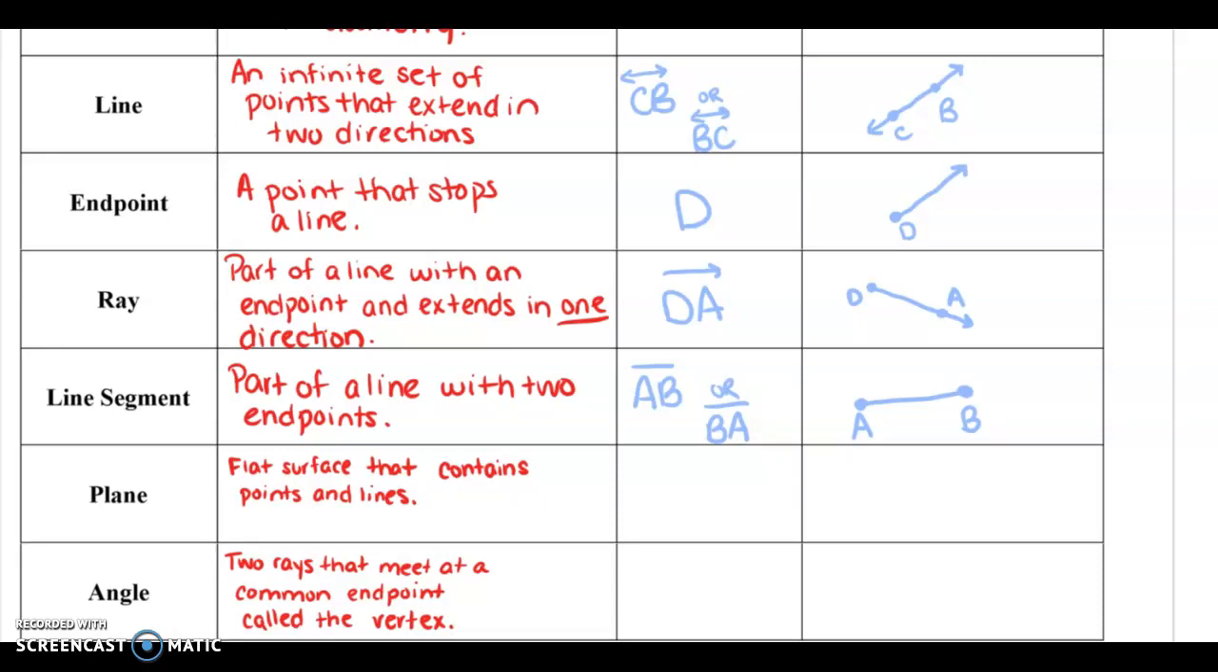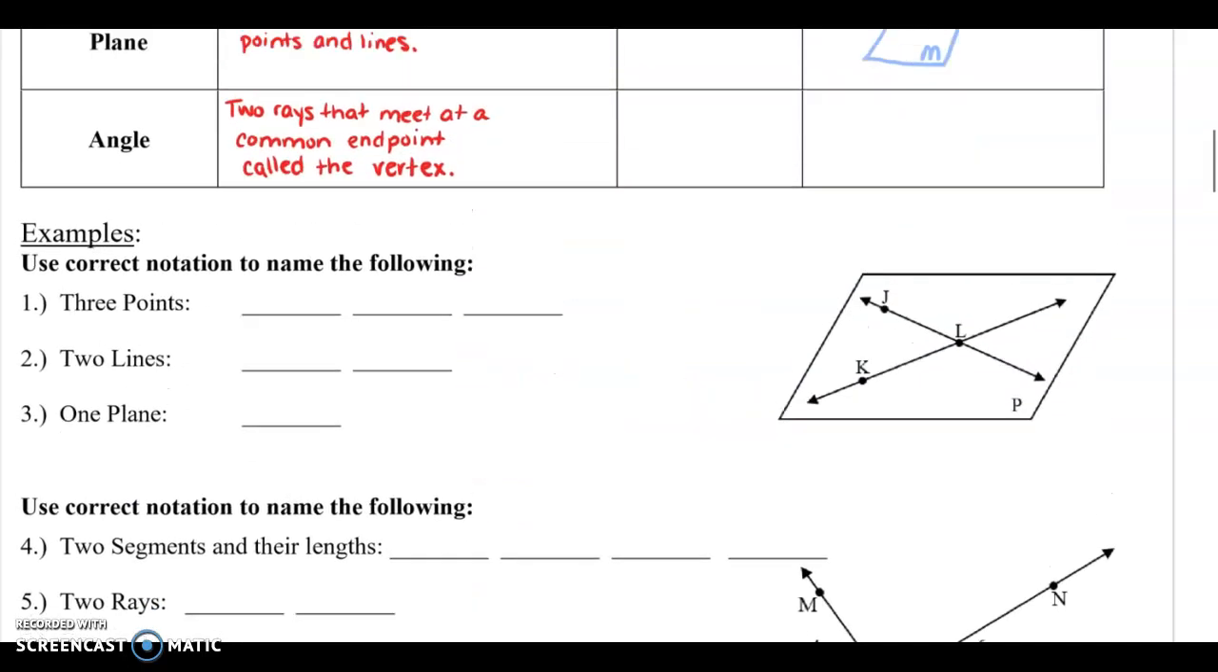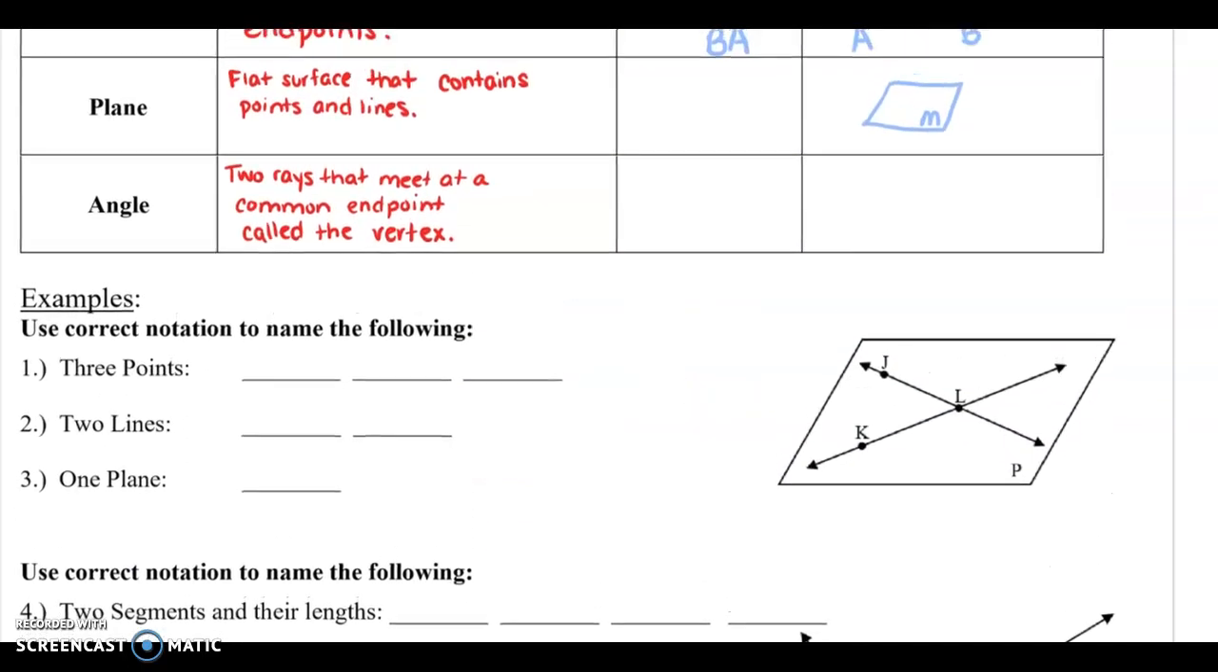A plane is a flat surface. Usually what you're going to see is something that looks like a parallelogram, and it's going to have a little letter in the corner. As we scroll down, I can show you another example. We've got a plane right here. Okay, so that's an example of a plane. It's a flat surface where you put points and lines on top of it.